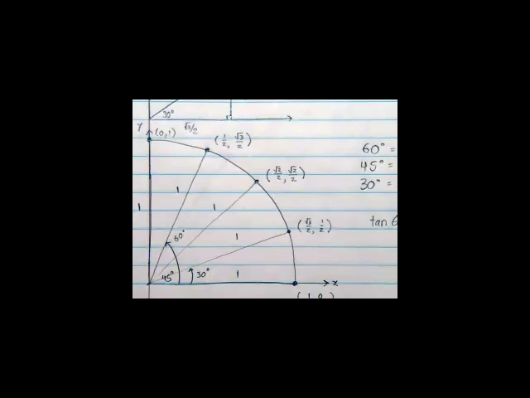What's tangent of 4 pi over 3? Tangent of 4 pi over 3. So 1, 2, 3. So 4 pi over 3 is down there. So the tangent is the y over the x. The y is larger than the x. So it's square root 3 over 2 divided by 1/2. It's square root 3.